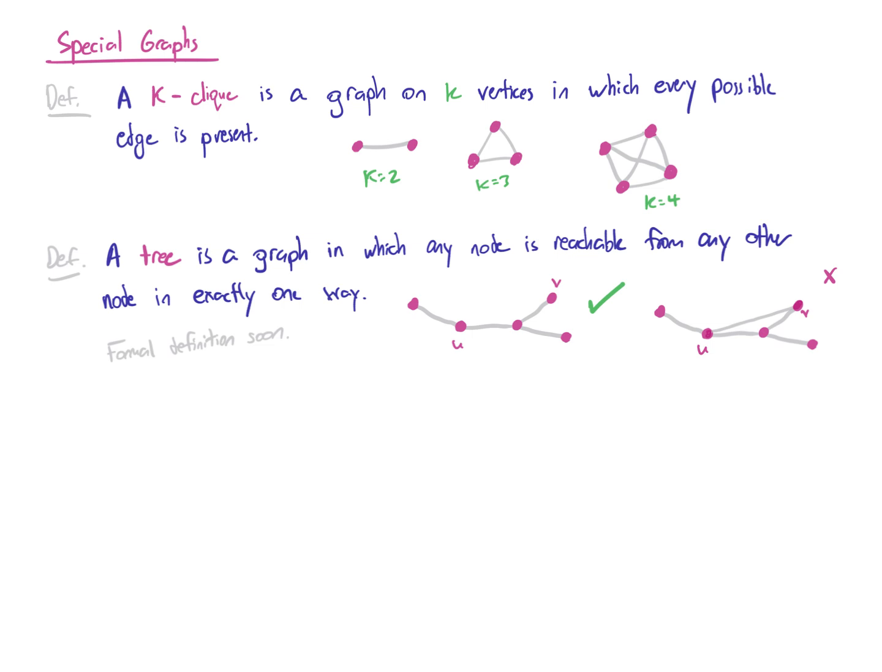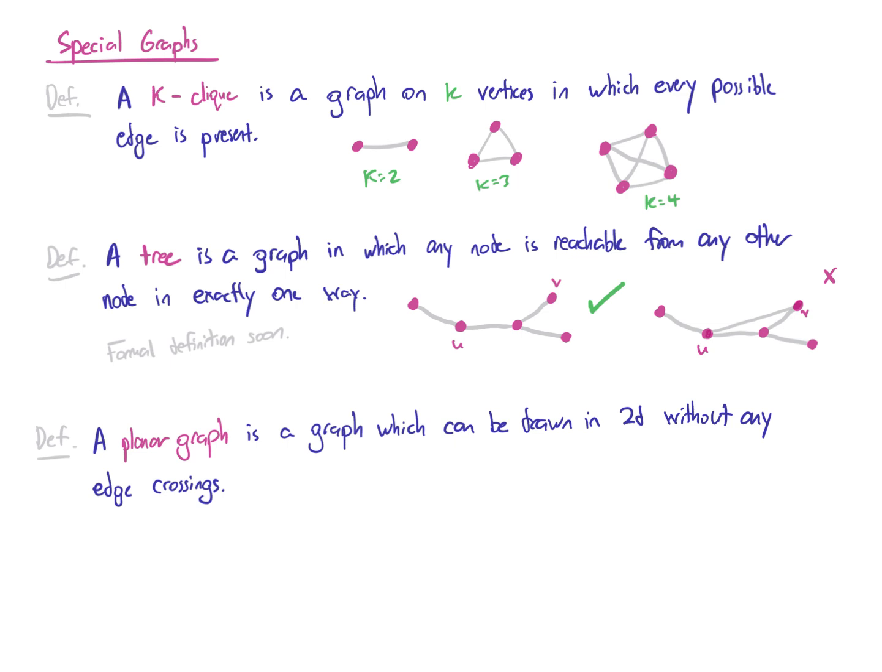One more special kind of graph that we can talk about is a planar graph. So a planar graph is a graph that can be drawn in 2D. So you can imagine drawing it with a pencil and paper without any edge crossings. So what does it mean to draw without edge crossings? Here's an example of an edge crossing. So this is the same 4-clique as above. So this graph looks pretty bad because it has an edge crossing.